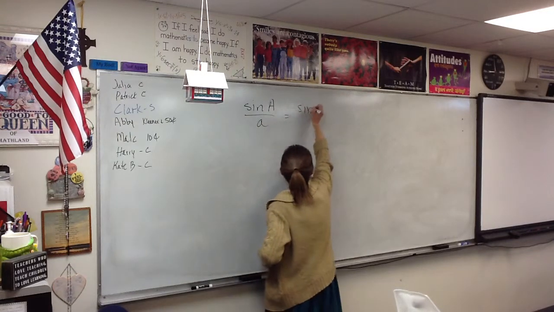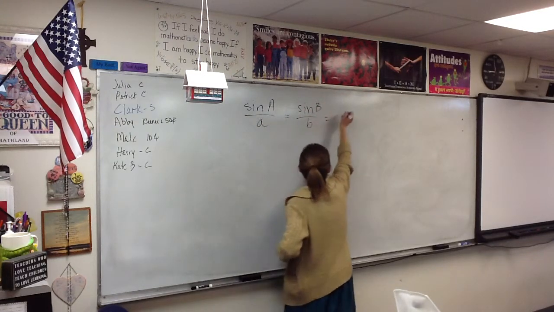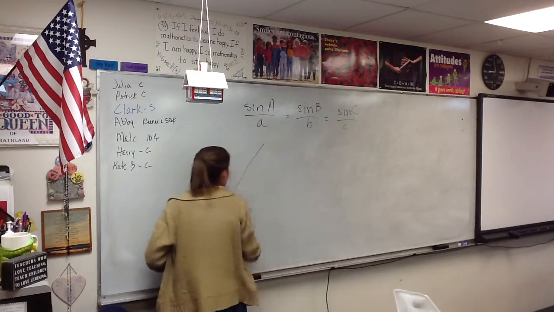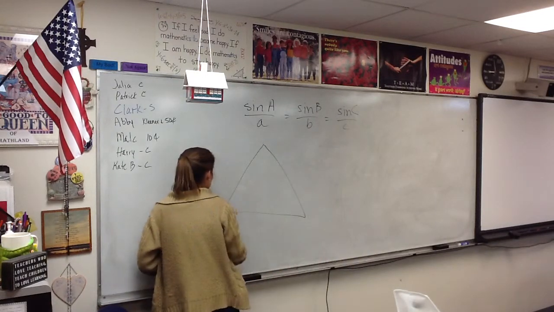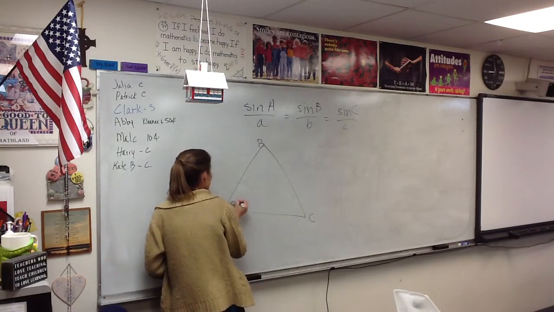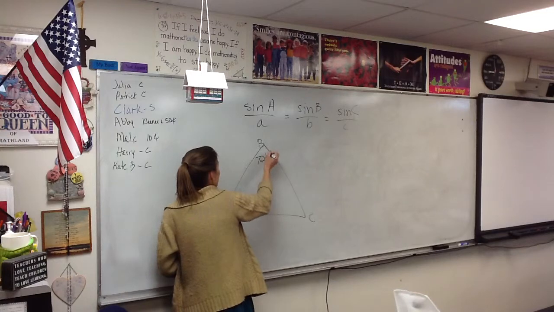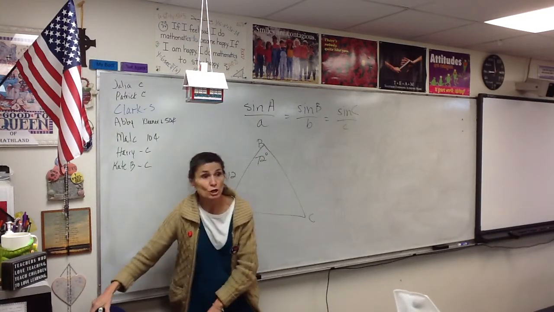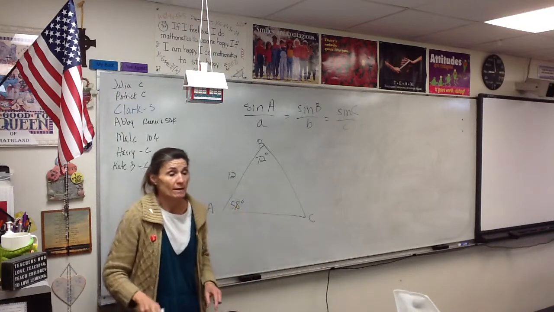Remember, capital letters denote angles, small letters denote sides. Hey, I got one right. Let's go. So here's a triangle we're going to solve. Let's say we know angle A is 58 degrees and angle B is 72 degrees and this side is 12. And we are going to solve this triangle.